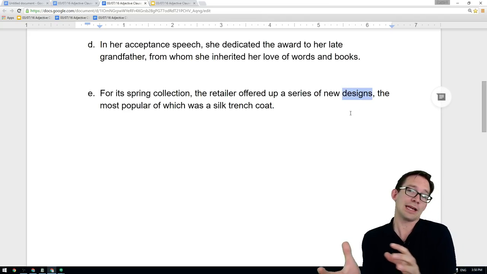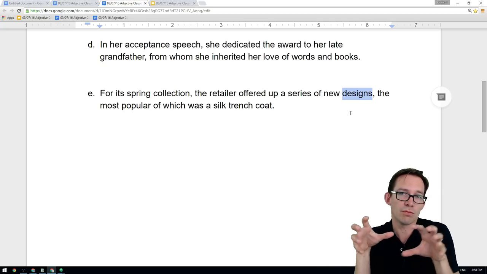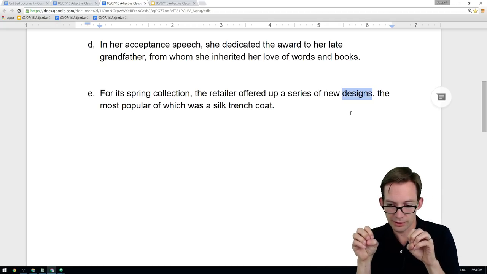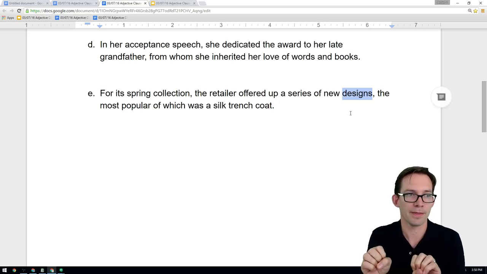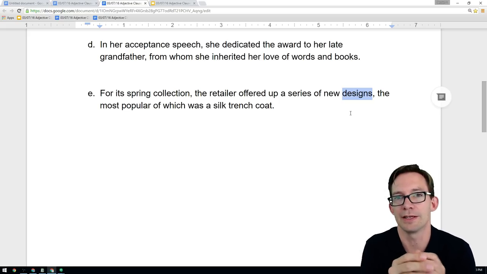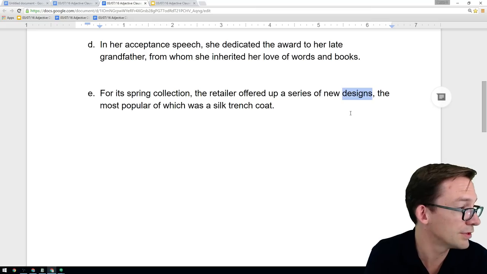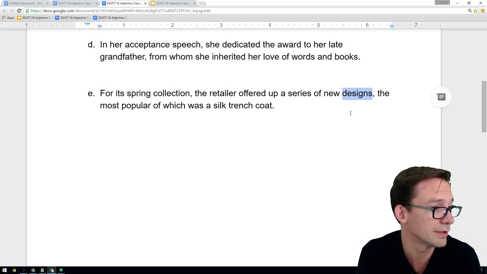We're creating an adjective clause, but we're getting more specific. We're talking about the popular things or the biggest or the best or something like that, right? As we said, the price or the interior or the purpose.